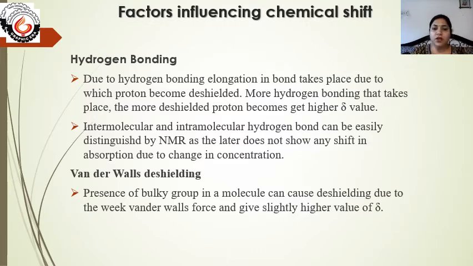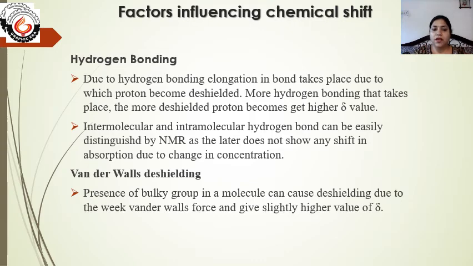Then intermolecular and intramolecular hydrogen bond. Obviously both will affect the value of delta, but we can easily differentiate between them, because if we are taking NMR spectra at different concentrations, then by changing the concentration of the solution, the intermolecular compounds give different signals, but intramolecular compounds do not give different signals, because there is no effect of concentration on intramolecular hydrogen bonding, whereas there is an effect of concentration on intermolecular hydrogen bonding.